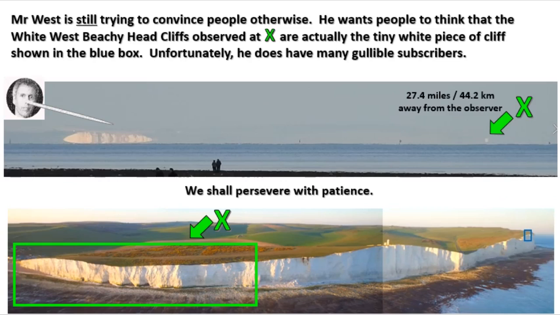Mr. West is still trying to convince people otherwise. He wants people to think that the White West Beachy Head Cliffs observed at X are actually the tiny white piece of cliff shown in the blue box. Unfortunately, he does not have many gullible subscribers. We shall persevere with patience.